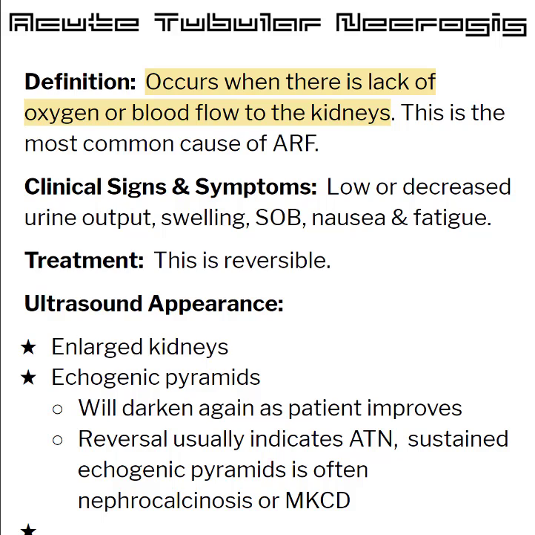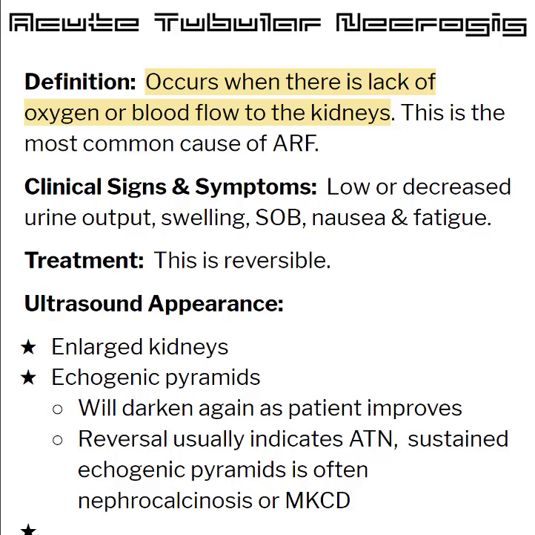The important part is that as the patient improves, those pyramids are going to start to darken up again. If we see the darkening of the pyramids, then we can safely assume that the patient was suffering from acute tubular necrosis versus something like nephrocalcinosis or MKCD.